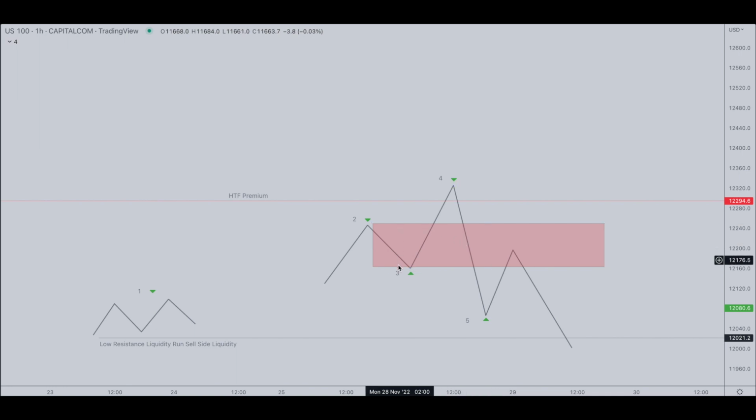If you get a breaker formation in here, coupled with a fair value gap and a bearish order block in here, once you retrace up into this premium, optimal trade entry preferably, so above 50% or around the 62% retracement, all the way up to the 79% retracement.